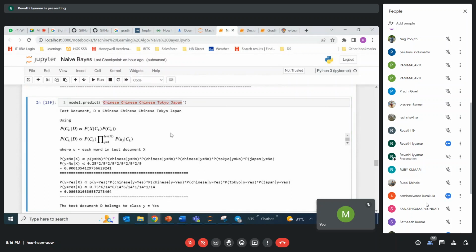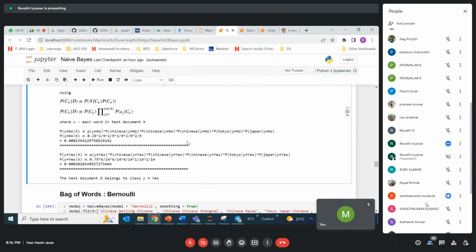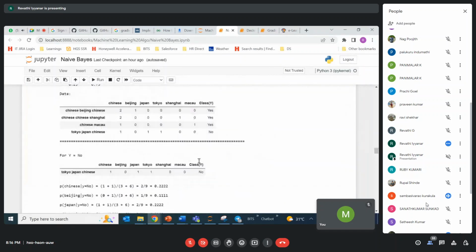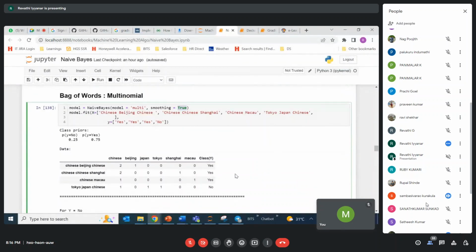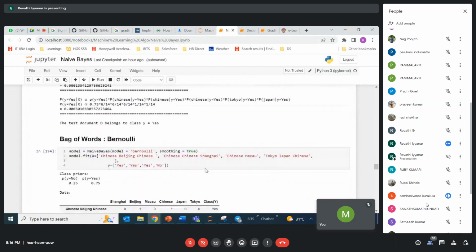One small question. So Laplace smoothing is by default we apply, right, in the text? Yes, correct. That Laplace smoothing also depends on whether you are going for a Bernoulli or multinomial, so we need to carefully give it. If you see in the fit, model equal to multi is a multinomial, and the Bernoulli is single, right? So you need to give Bernoulli or multi.